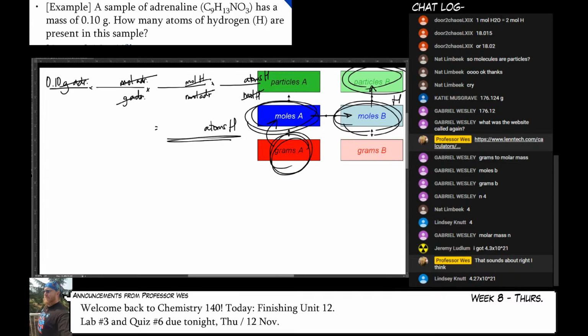C9H13NO3 is 183.20. There you go. In 1 mole of adrenaline, how many moles of hydrogen are there? The coefficient is 13 in the formula.